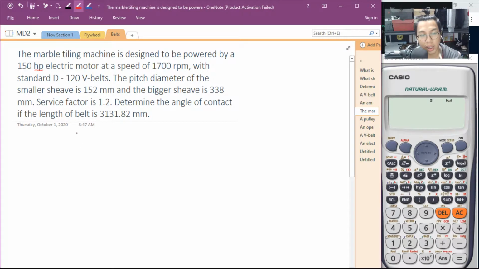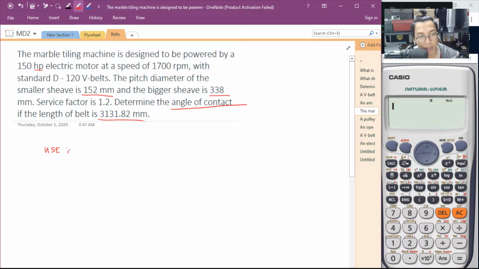So, still, ang hinahanap dyan is the angle of contact. Angle of contact of the sheaves, nung dalawang pulley, the driven one and the driving one. So, you have here the length of the belt, total length. You have here the size of the sheaves, yung bigger and smaller or the driver and the driven pulley. So, anong gagamitin nating formula? Sir, we use this formula.